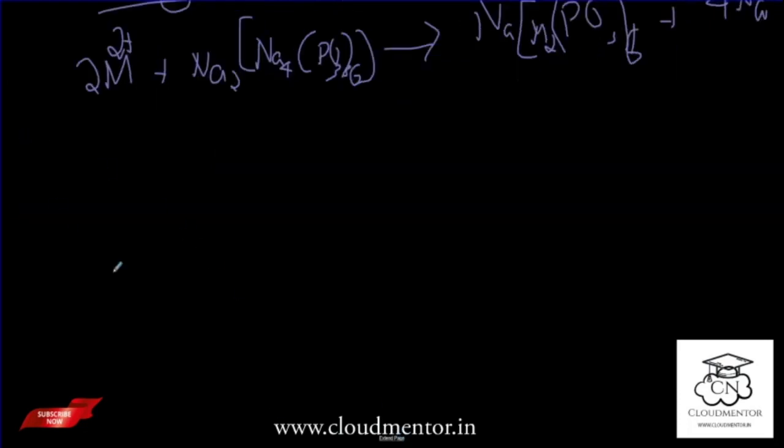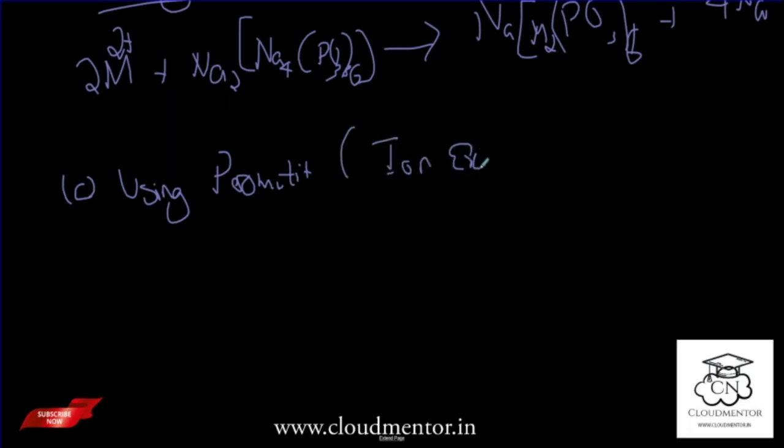And the other process is using permutit, the permutit process, or otherwise it is called the ion exchange method.